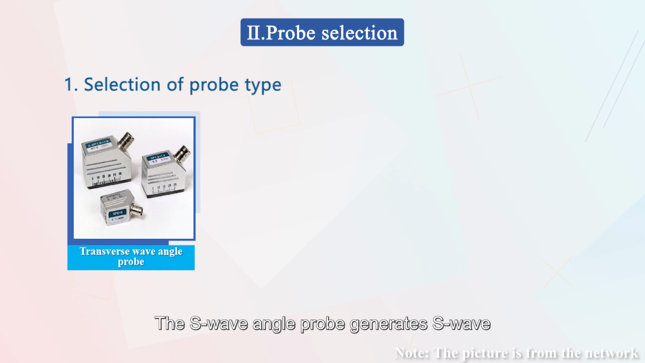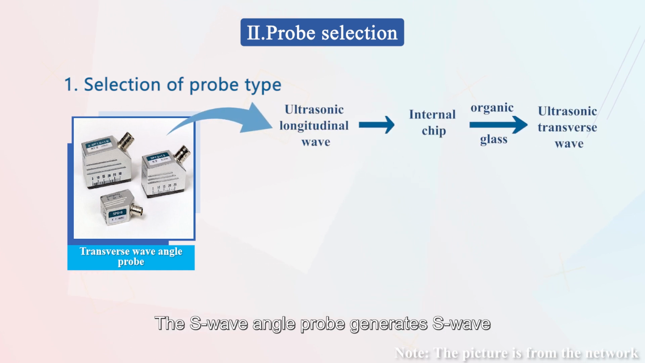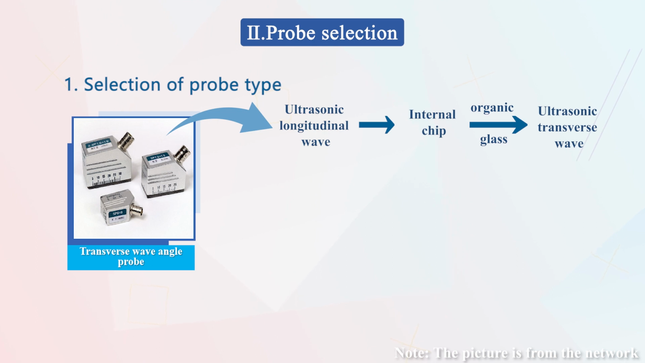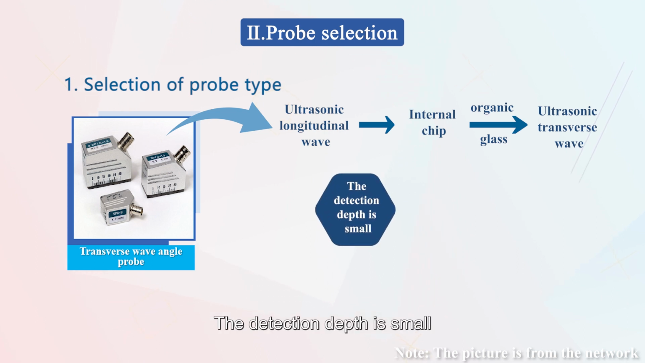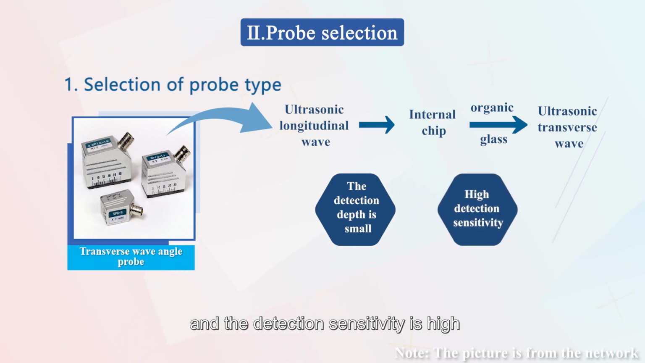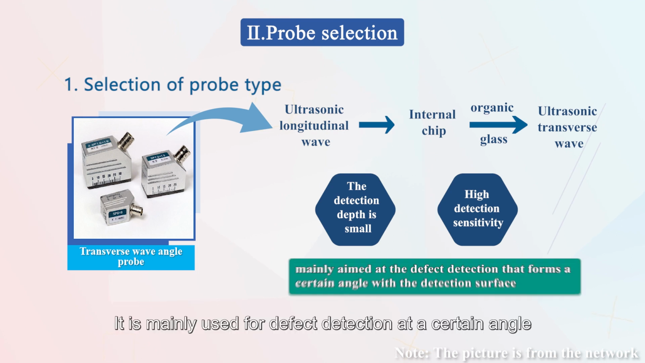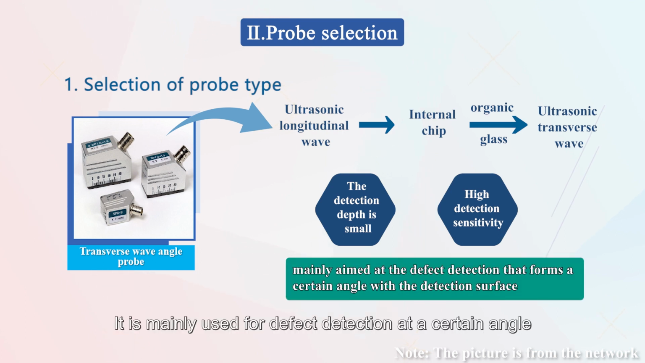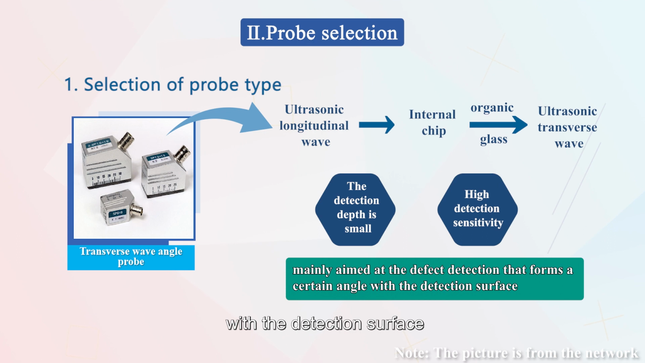The shear wave angle probe generates shear waves by refracting the longitudinal wave from the internal wafer through the plexiglass wedge. The detection depth is small, and it can be used for parts with defects that cannot be detected by the straight probe, and the detection sensitivity is high. It is mainly used for detecting defects at a certain angle with the detection surface.